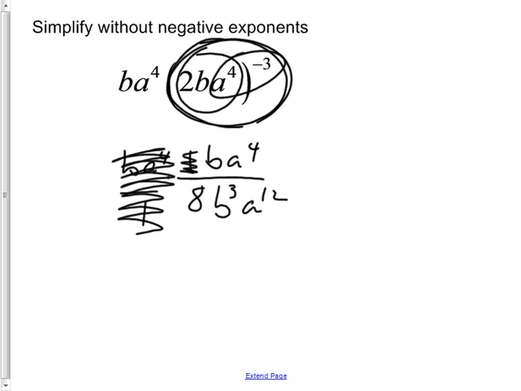The b with these b's. One of the b's is going to cancel, so this is down to b to the 2nd. A to the 4th, a to the 12th. 4 a's are going to cancel. That's a 1/8 now. And then final answer, if everything cancels on top, it's really a 1 over 8b squared a to the 8th.